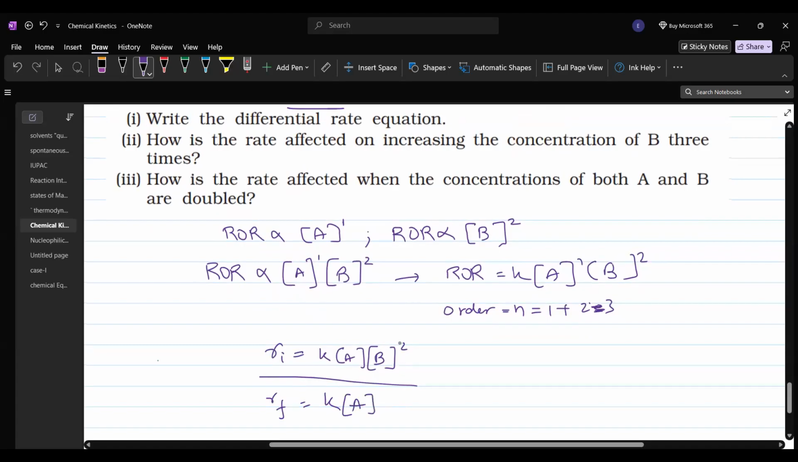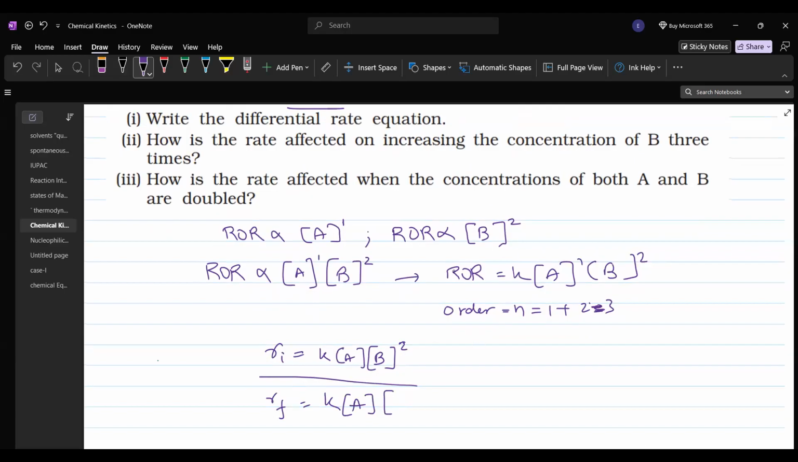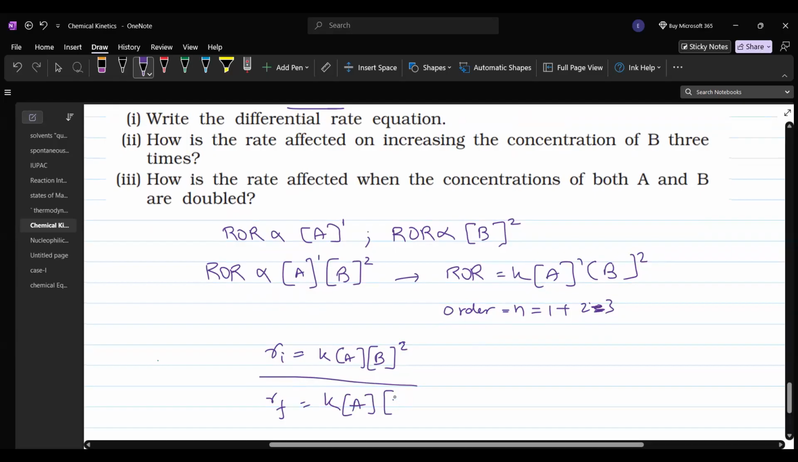Okay, kindly respond. Yes, sir. And we have increased the concentration of B 3 times. So B will become 3B. Are you getting this? Okay. So what will happen? This will cancel out because they are same in both of the reactions. So Ri upon Rf. This is initial. This is final.